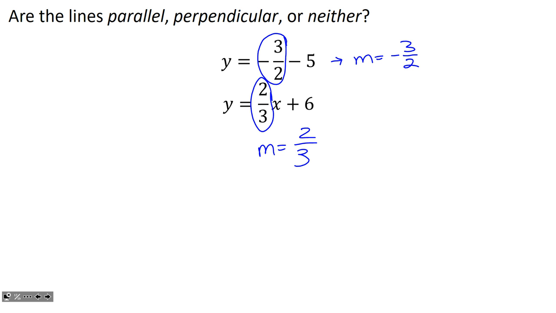So because these are what we call opposite reciprocals, we can say that they're perpendicular. And again, remember on a test, I can say, are they parallel, perpendicular, or neither, and tell me why. So you would say they're perpendicular because the slopes are opposite reciprocals.